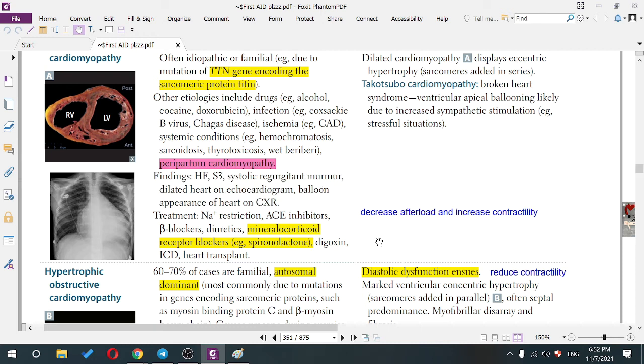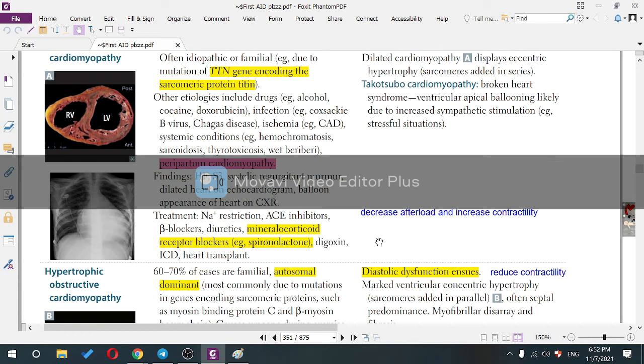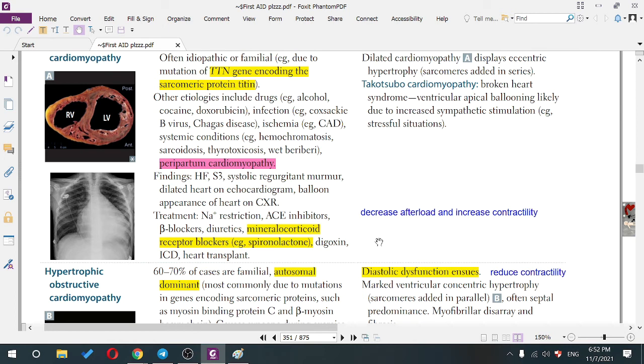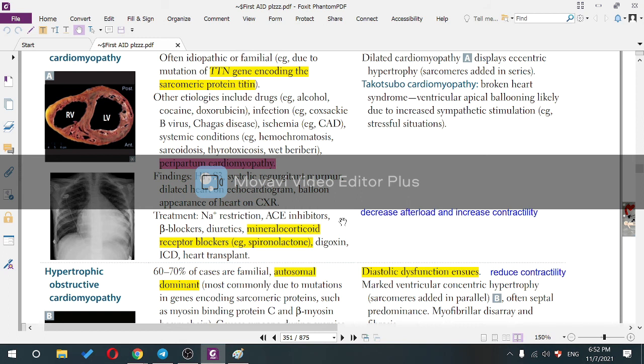Beta blockers, you're like, wait. Why would I give a beta blocker to a heart that is just suffering? Well, beta blockers, exactly, decrease the workload of the heart, and they decrease the O2 consumption by the heart, and they help the heart function better. So less contractions, but more effective. Diuretics decrease your afterload, and thus increase your contractility. In addition, diuretics also decrease your preload.